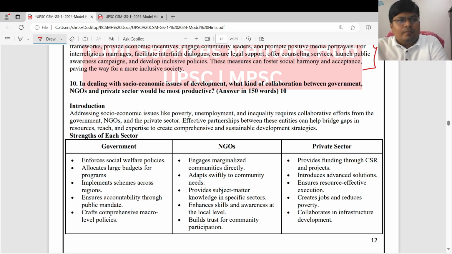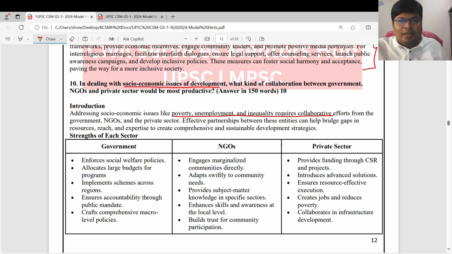And again, you need to emphasize what the socio-economic issues of development are. Then you can highlight poverty, unemployment, and inequality. So you have just defined the socio-economic issues of development. And these three partners, government, NGOs, and private sector, have their own strengths. If these three sectors come together and bring their strengths, it will be helpful in addressing these issues. So in the first part, I have given their strengths.